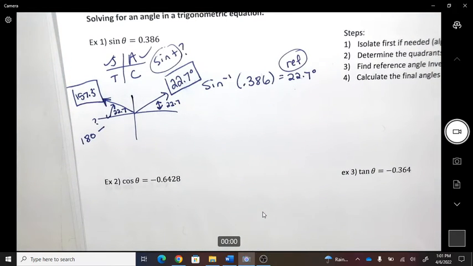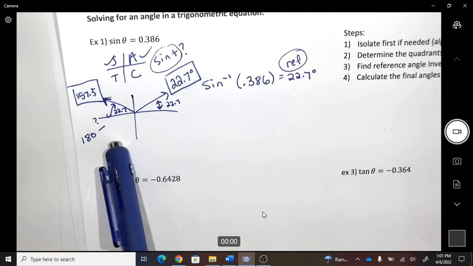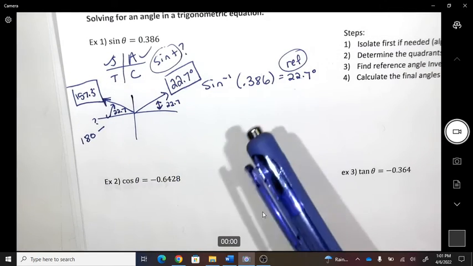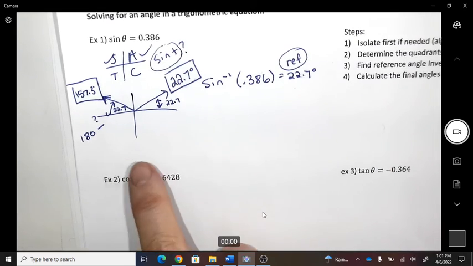Okay, and guess what this actually lines up with, this idea? Do you remember when we did ambiguous triangle? And I was like, oh, the sine could have been this or this. That's why.